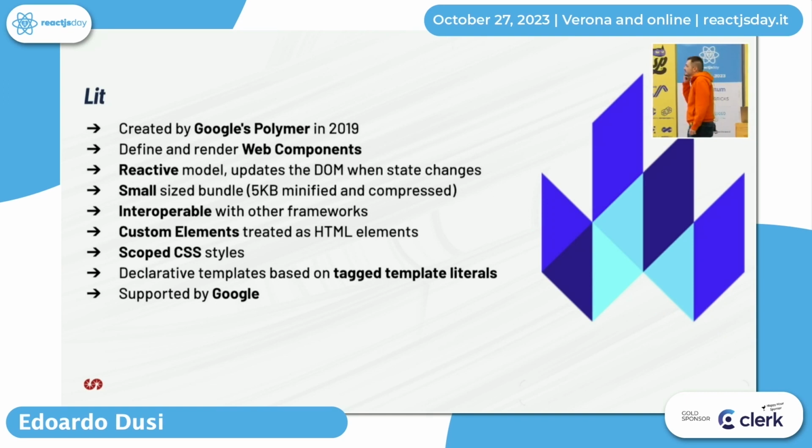And you have Lit. Lit lets you create web components. It's a framework created by Google to let you create web components. So if you need web components and you don't want to write them from scratch, Lit is a good choice. With Lit, you can use TypeScript and decorators syntax to declare components. And you also have reactivity and, of course, scoped CSS.